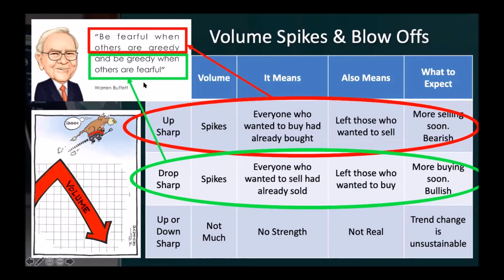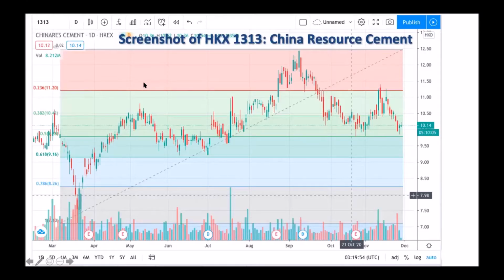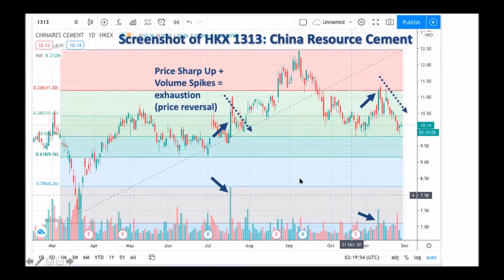Okay. Now this is a screenshot of one of the China stock in Hong Kong stock, a China company, China Resource Cement. They produce cement, they sell cement, they are involved in a lot of construction in China. Okay, you can see there's a spike of volume compared to the rest, and a spike of the price also. So the price shot up and the volume spiked. So they expect the price reversion coming soon.